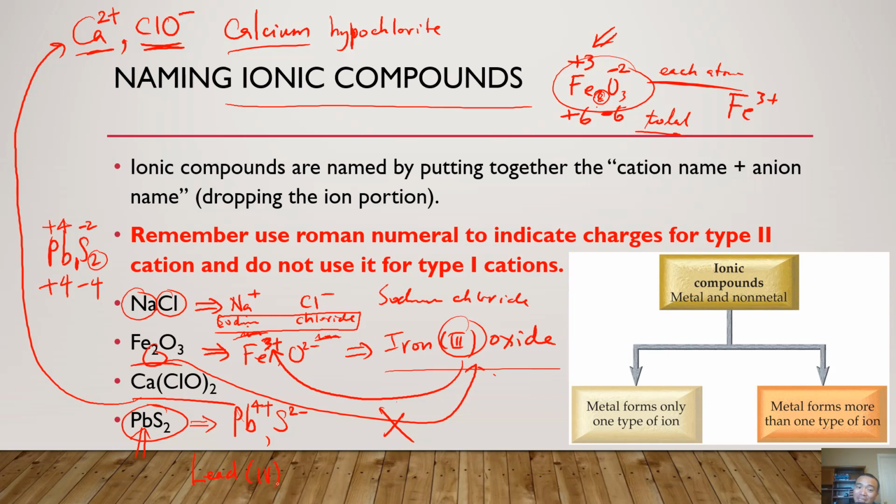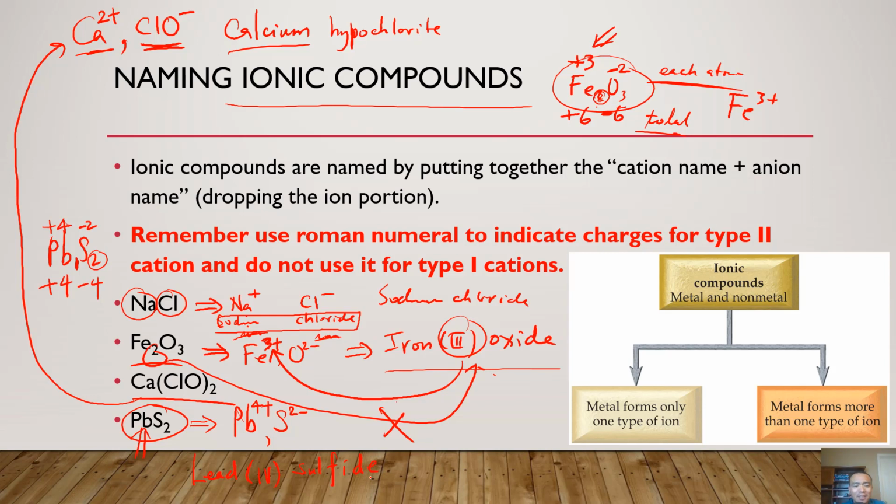The most common mistake is students do not include the Roman numeral or include the wrong Roman numeral. After we calculate it, we know it's 4 plus charge. That's why it's lead 4 sulfide, because S2 minus is called a sulfide, as we have already learned.